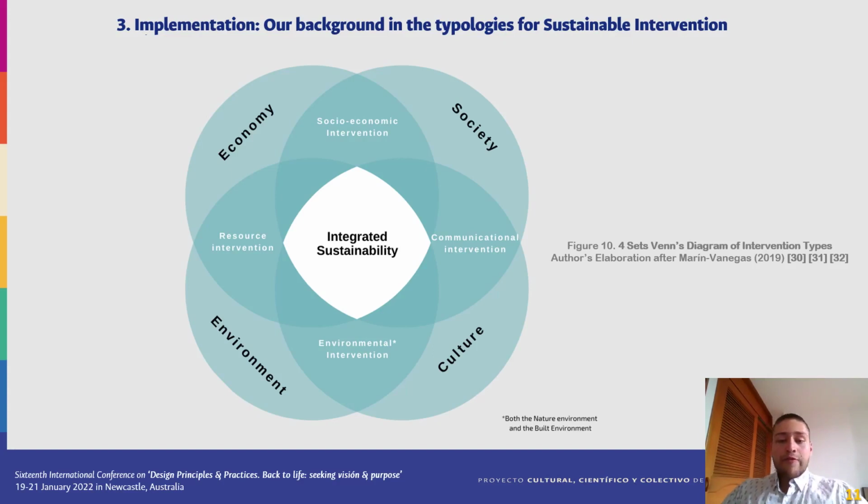So from the 4 main dimensions of integrated sustainability, we overlap in a Venn diagram the intersections of these main dimensions, which results in different types of intervention depending on what we want to deal with. So we have the resource intervention in the intersection of economy and environment. We have socioeconomic intervention in the relationship of economy and society. We have communicational intervention in the interaction of society and culture. And we have environmental intervention, and we have a note here, both the nature environment and the built environment.